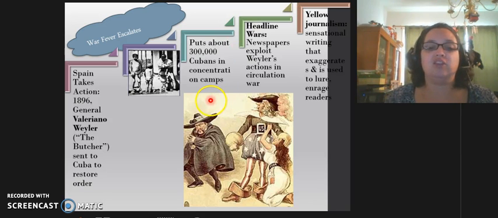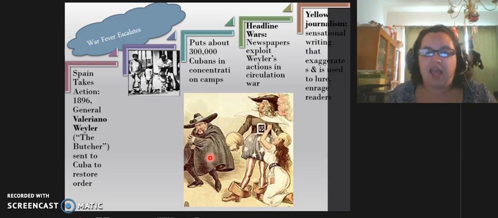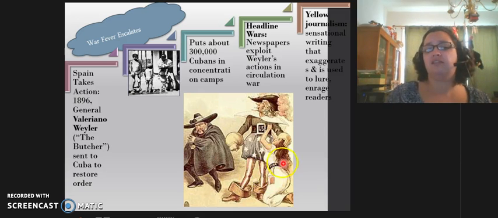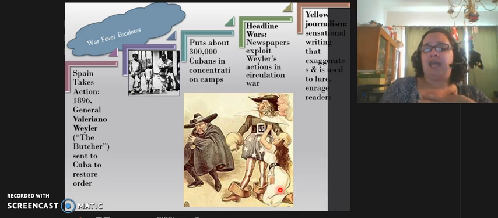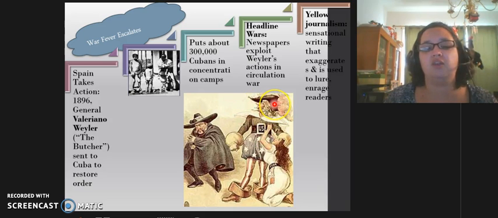And here's a newspaper cartoon from that time period. Here's the evil Weyler, the villain who's rubbing his hands greedily, he's going to take over Cuba. And then you have the defenseless woman of Cuba. "Please, my hero, save me." And then you've got the United States, who's there to be the big, strong hero. So that's the idea behind this cartoon.